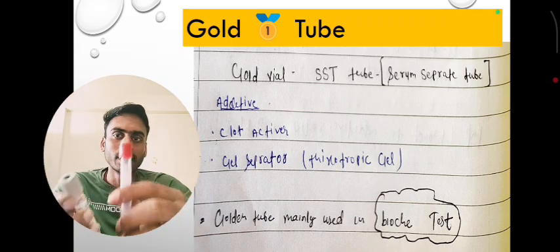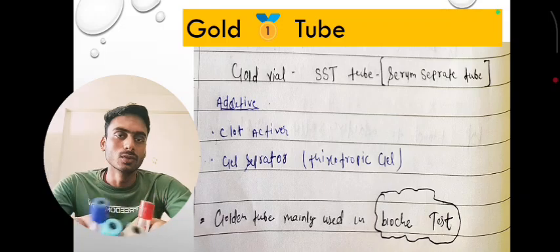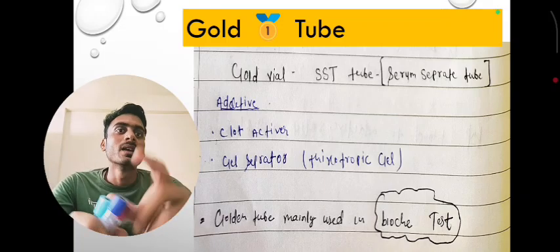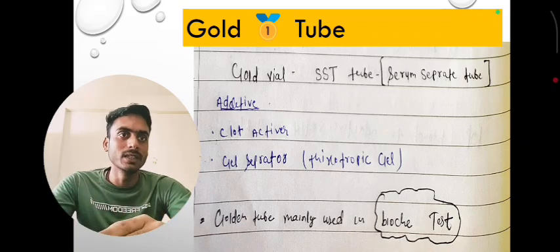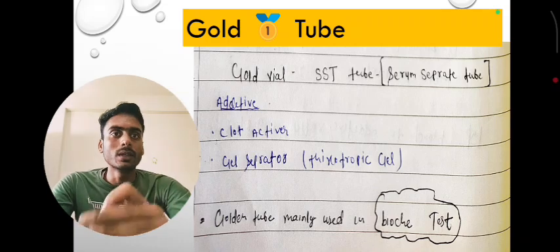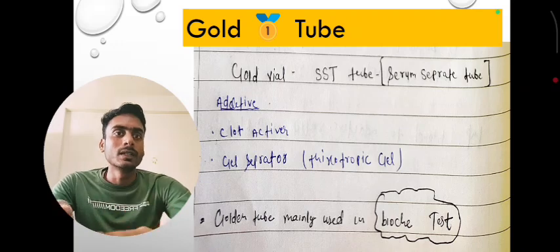And then the most important, the golden tube, although it is mostly not used; mainly the red, gray, light blue and lavender colors are used mostly. The golden tube is known as the SST tube, meaning serum separator tube. There are two additives: a clot activator and a gel separator. For the gel separator, thixotropic gel is used.